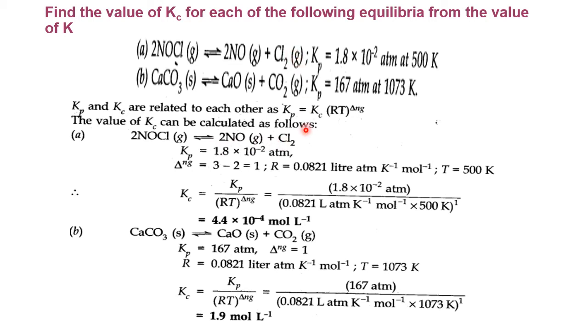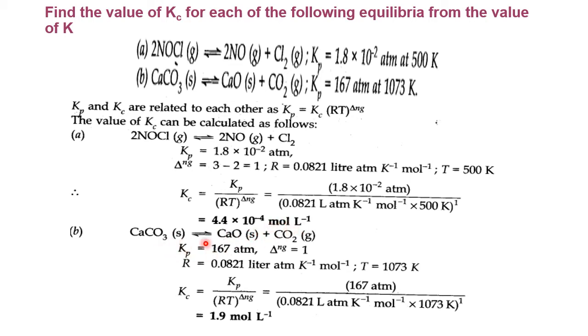Product has 3 moles of gas and reactant has 2 moles of gas, totally 3 minus 2, which is 1. So delta n is equal to 1. R you have to take down, and T is given. Straight away substitute Kc equals Kp divided by RT, with the R value and T value. That gives you 4.4 into 10 to the power minus 4 mole per liter.